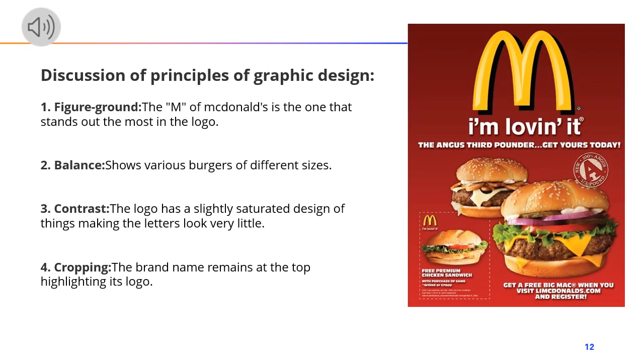On the discussion of principles of graphic design, we can find the figure ground: the M of McDonald's is the one that stands out the most in the logo. The balance shows various burgers of different sizes. The contrast: the logo has a slightly saturated design, making the letters look very small. And cropping: the brand name remains at the top, highlighting its logo.